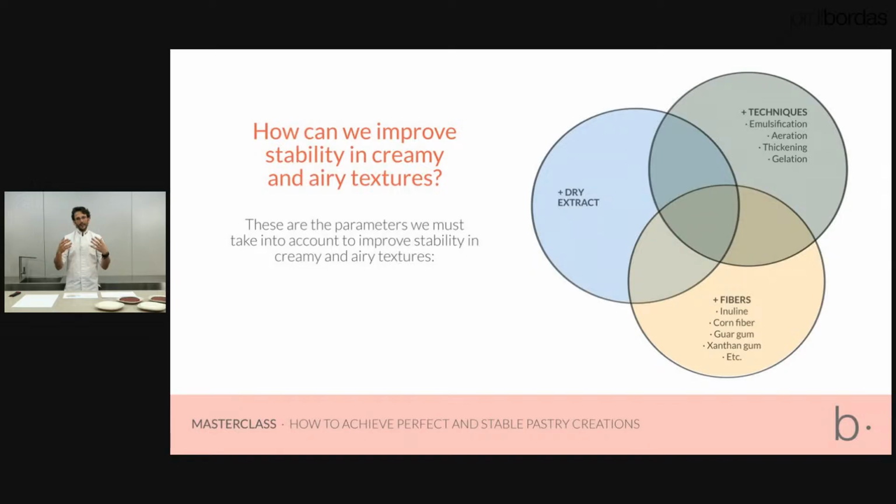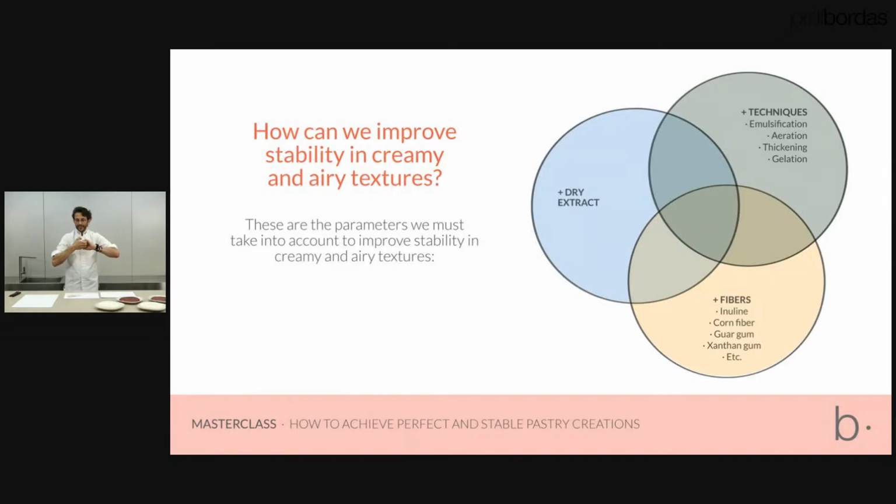So we need to increase the dry part of the ingredients or introduce ingredients like, for example, fibers like inulin, that are going to increase dry extract and reduce water in my recipe. So introduce more dry extract, then introduce more techniques in my recipe, like emulsification, aeration, thickening, gelation. All these techniques control the water and the binding properties of the recipe. Mainly emulsification and thickening are the two most important when we have grainy textures.